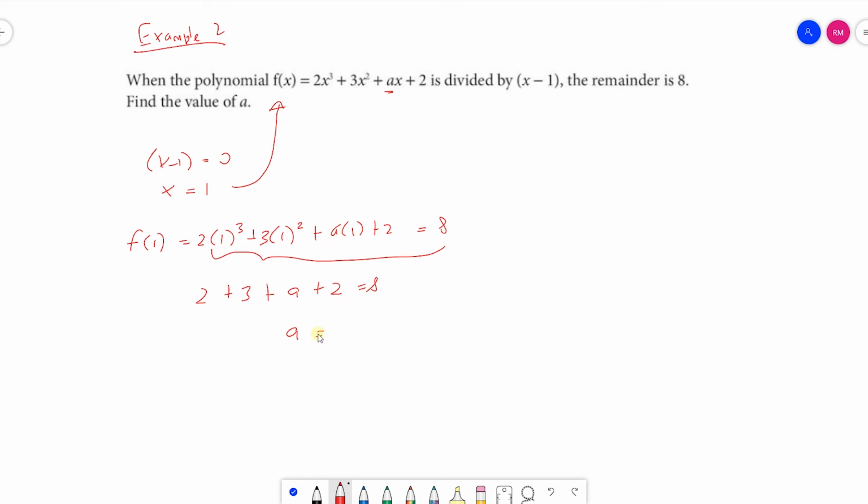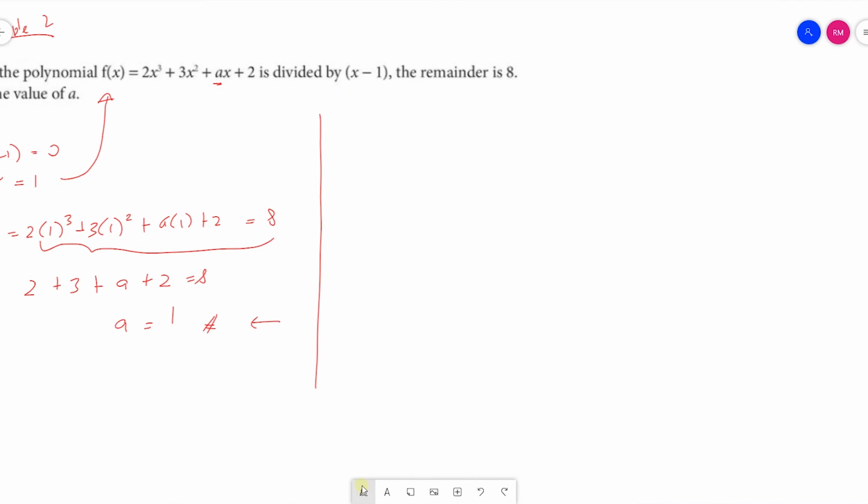So a equals, the rest we can just move to the right-hand side, 8 − 2 − 3 − 2, which is going to be 1. A equals 1. So we found it already. If you want to verify, we can substitute this a back in and check whether we get the right remainder, because we know that f(x) equals, when we multiply by x − a, we get q(x).